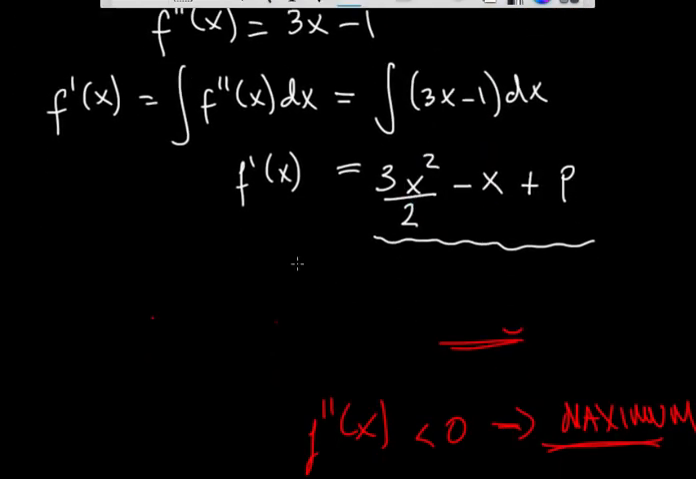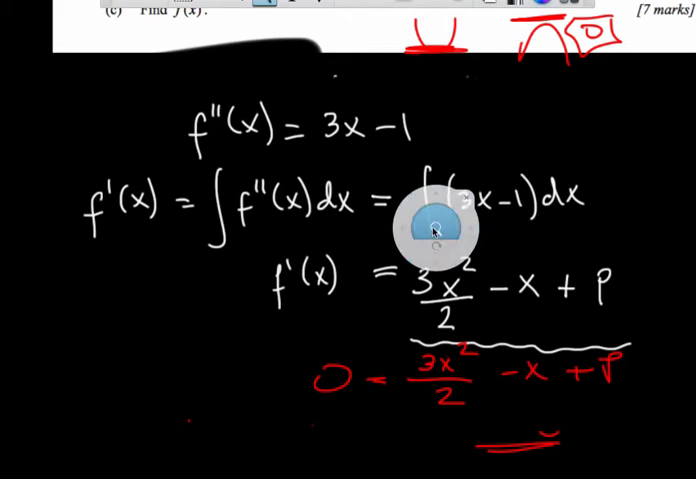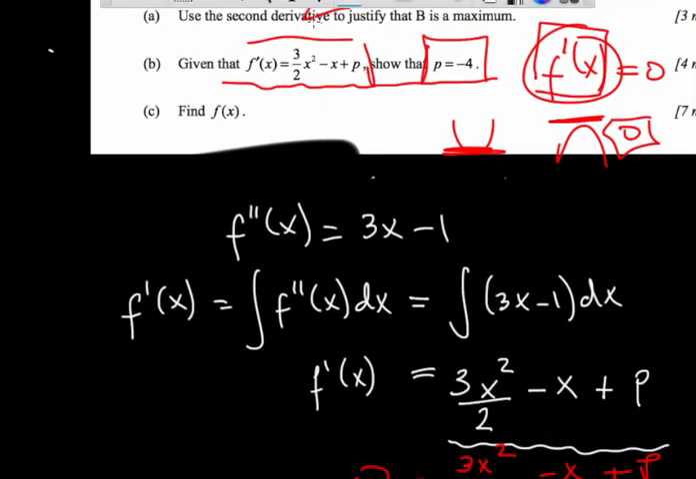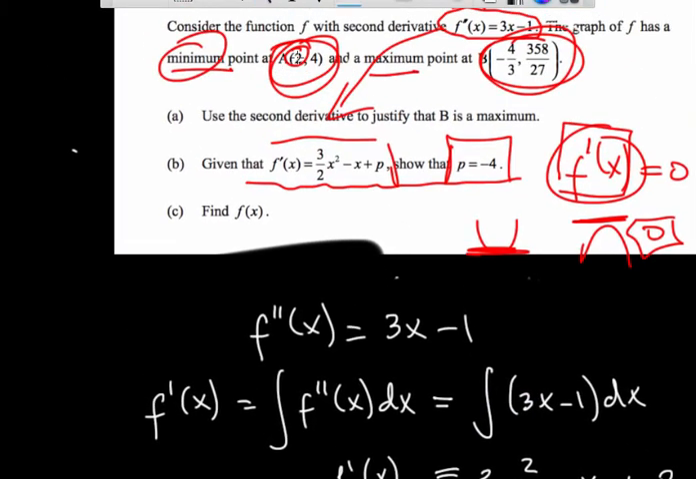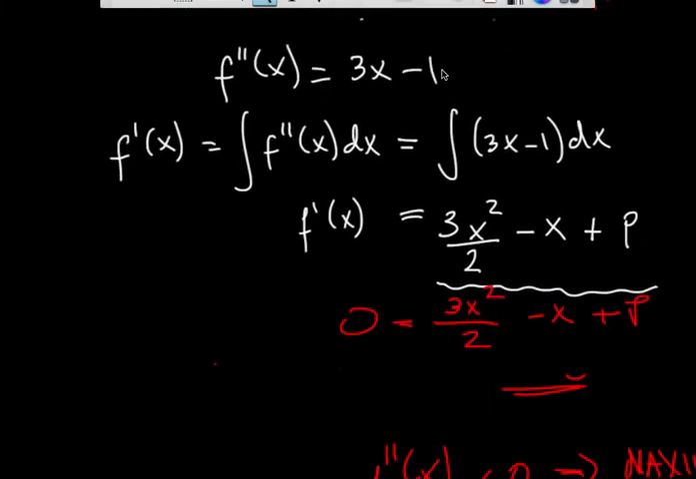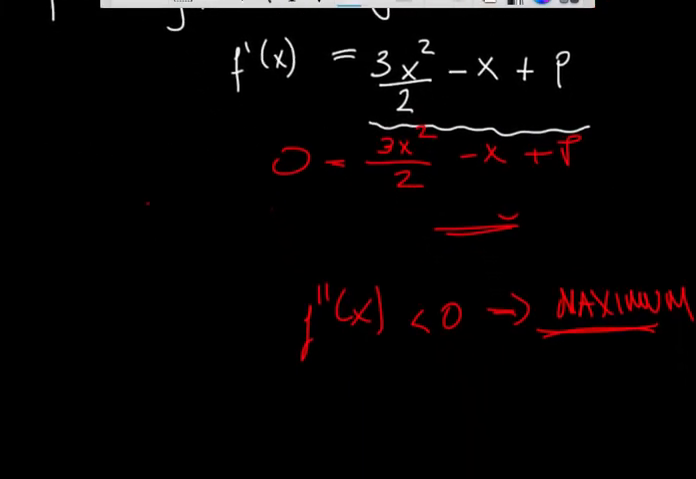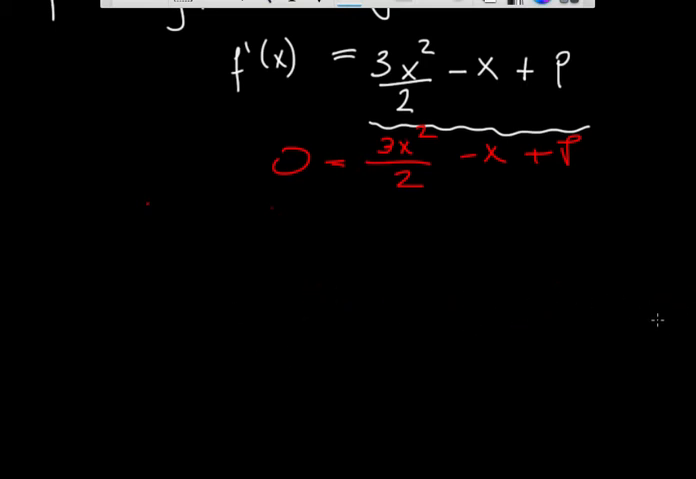So if you make 0 equal to this here plus p, and then you put in a 2 in there from that coordinate, because we know that there is a minimum at 2, we'll be able to figure out what p is, and hopefully we'll get the minus 4 that they asked us to show in the question. So let's see what we get.